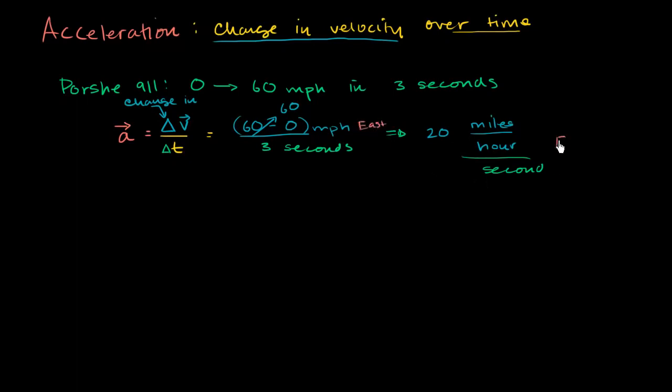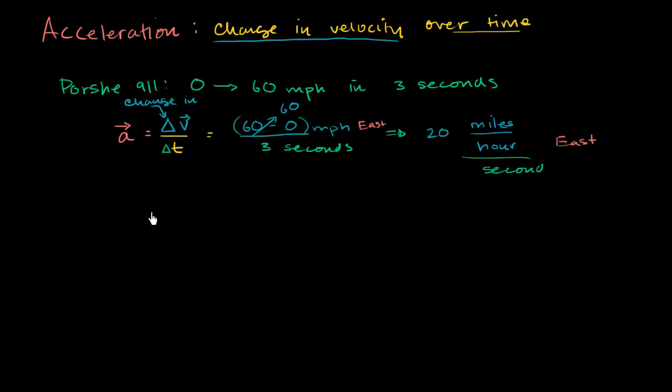And then this is east right over here, just so that we make sure that we're dealing with vectors. You're giving it a direction, due east. So every second, it can increase in velocity by 20 miles per hour. So hopefully, with the way I'm saying it makes a little bit of sense. 20 miles per hour per second. That's exactly what this is talking about.